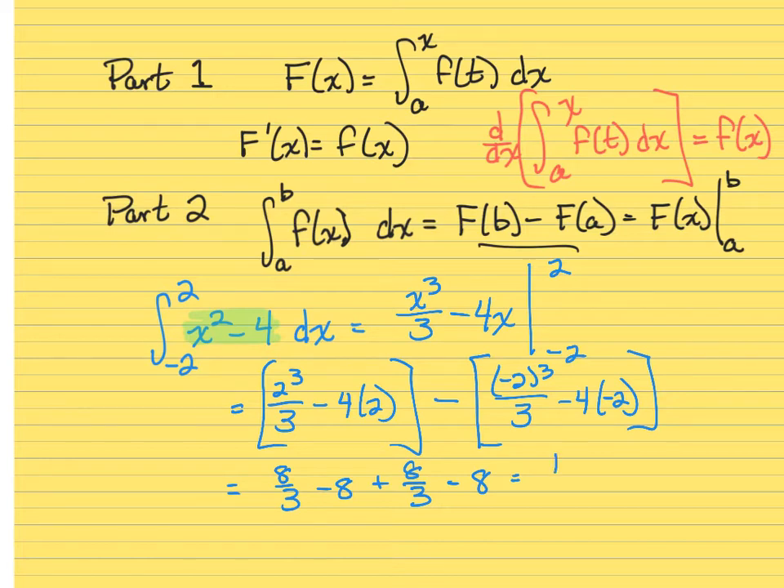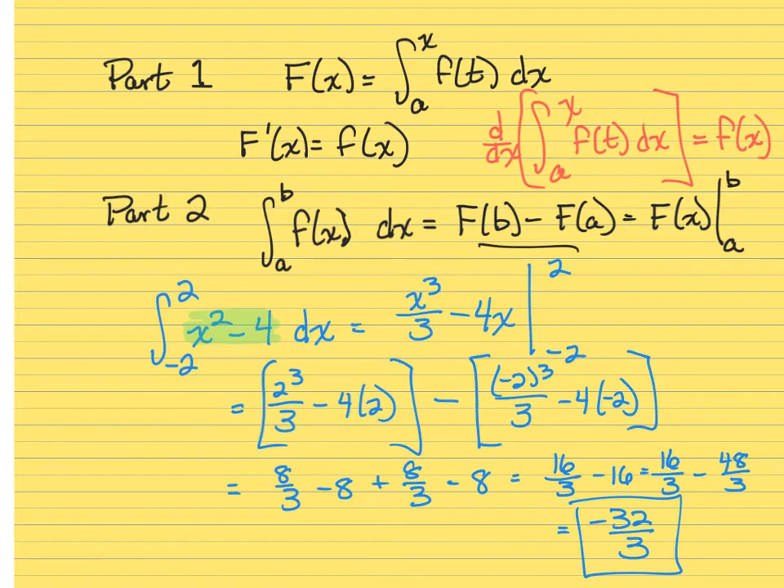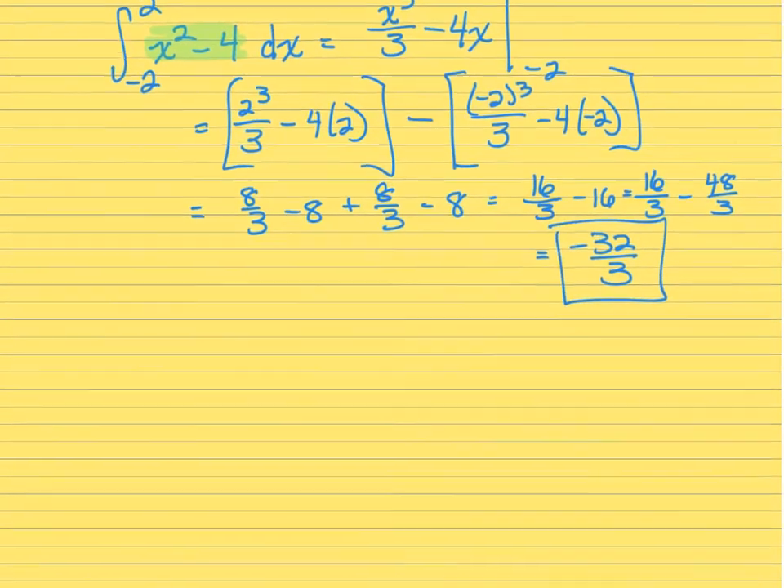It turns into 16 thirds minus 16. Or, if I run my common denominator, 16 thirds minus 48 thirds, or a negative 32 thirds. So that should be the net signed area, or just the value of that integral. Okay, this is powerful. This is how we evaluate integrals going forward.